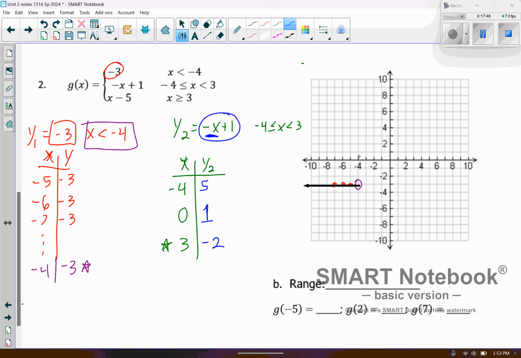So at -4, I'm at 5, and it is included, so I'm going to put a closed circle there. Then at 0, I'm at 1, which should be right there. And then at 3, I'm at -2, but I have to put an open circle right there because 3 isn't actually part of my values of this part of the function. But I want to approach it, so that's why we have it there. Now let's go ahead and connect that.